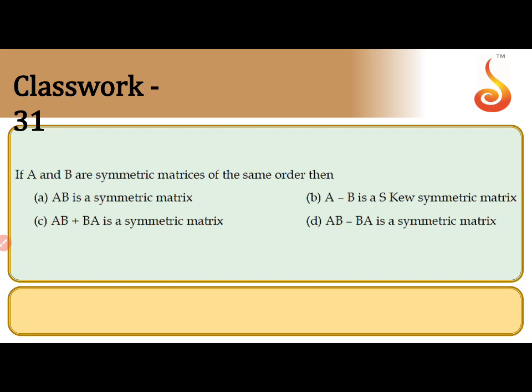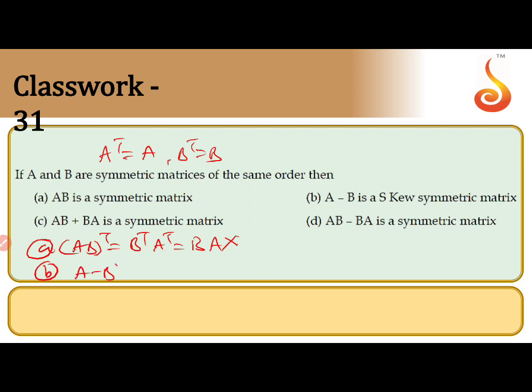31. A and B are symmetric matrices of the same order. Symmetric means, already explained, A transpose equal to A and B transpose equal to B. Then which of the following is correct? You have to apply each one. To check symmetry, you can take the whole transpose. So you apply the reverse order: (AB) whole transpose is B transpose into A transpose. This is a property. So it is BA. But you want AB. So it is not a symmetric matrix.